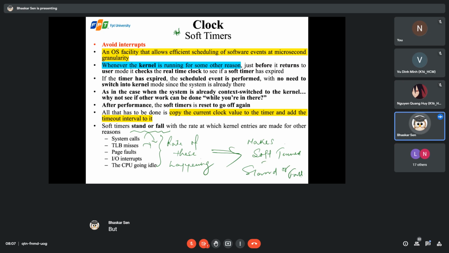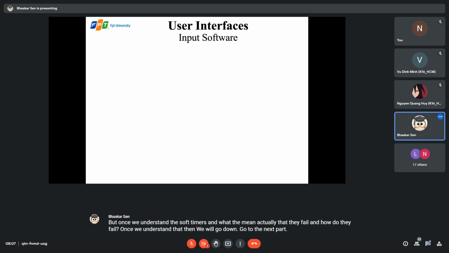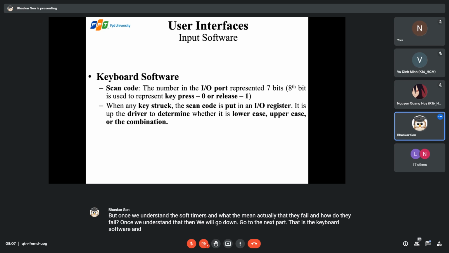Once we understand the soft timers and what they actually mean, how they fail and how do they fail, then we will go to the next part. That is the keyboard software and the user interface.